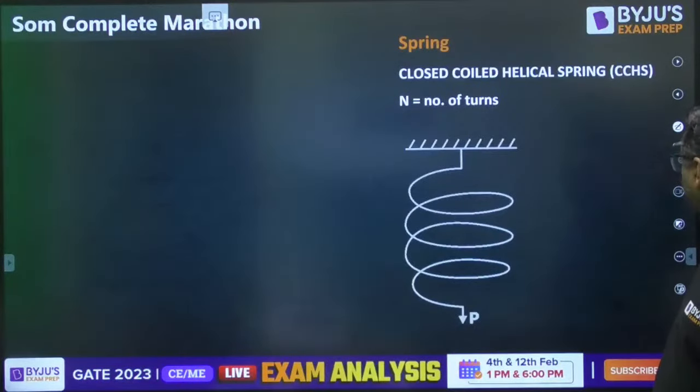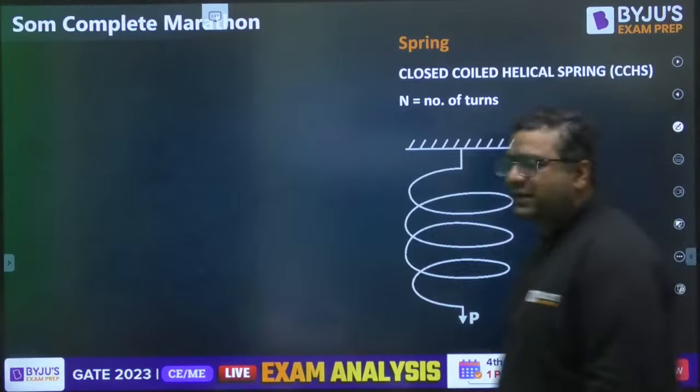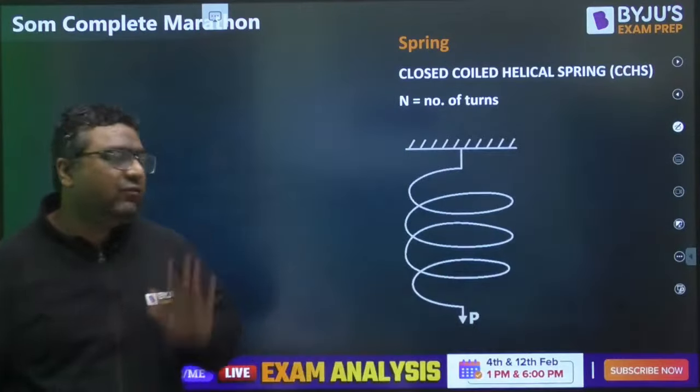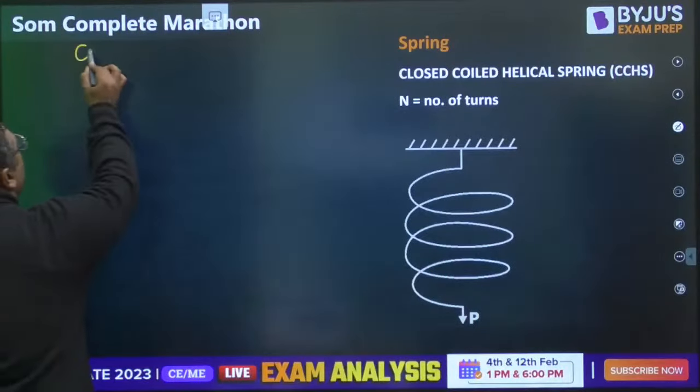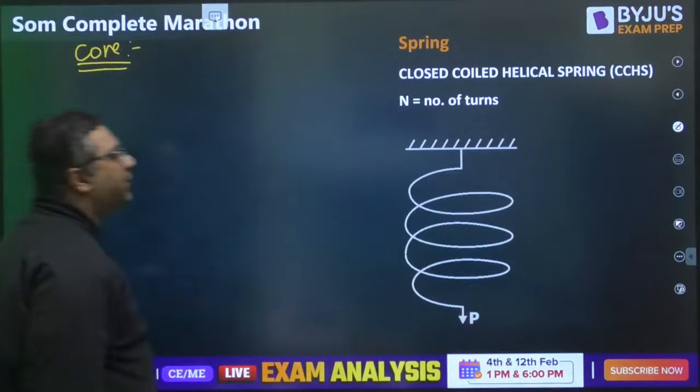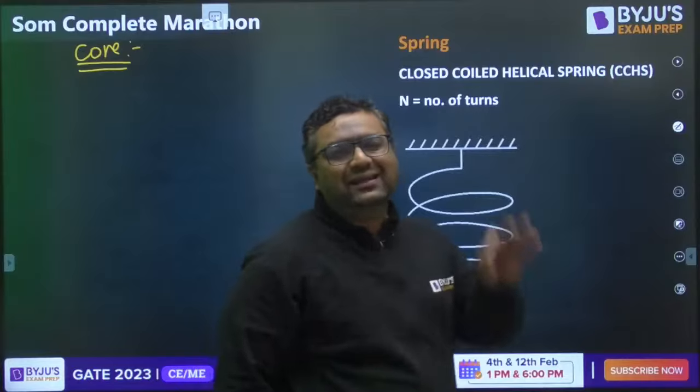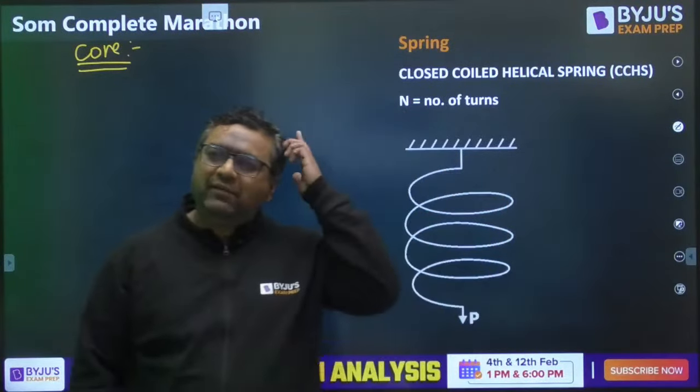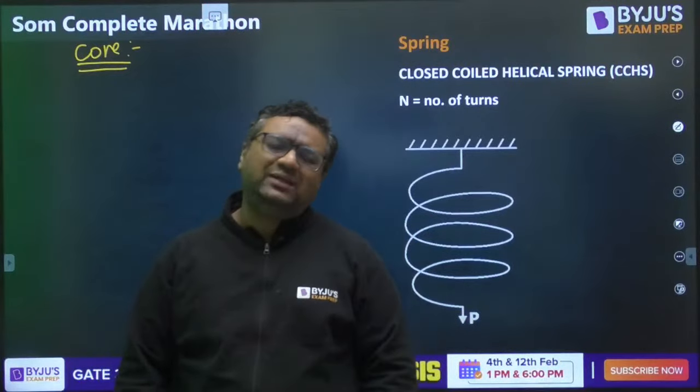Then my dear, we are going to discuss the springs. In the column, I would also like to tell you one more thing, the core. Core is that region in which if load is applied, there will not be any tension in the component.